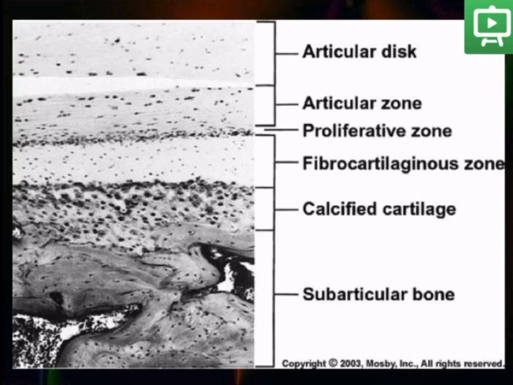Next is the calcified cartilage, which stays until 20 years of age as an ossification center in the condyle, for the growth of the condyle. Beneath is the bone, the subarticular bone, which is a thin, compact layer of trabeculae of bone.